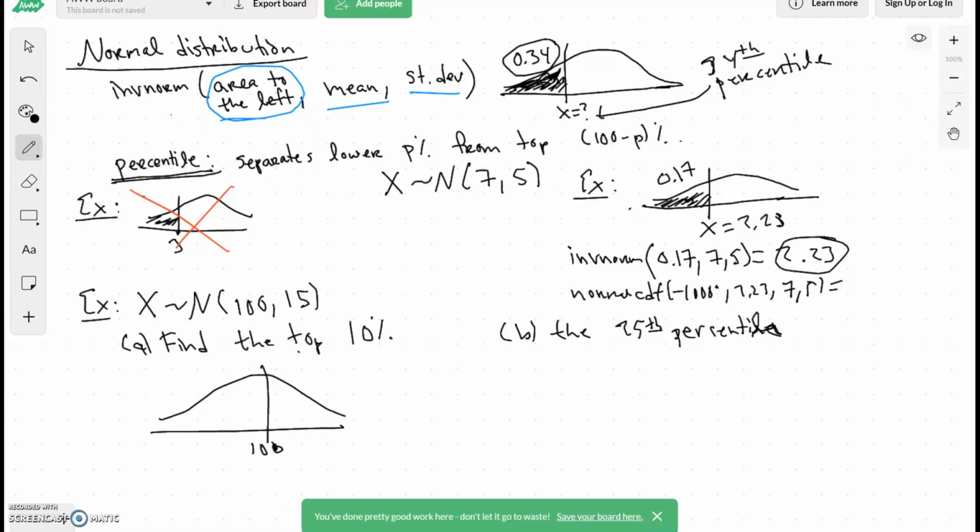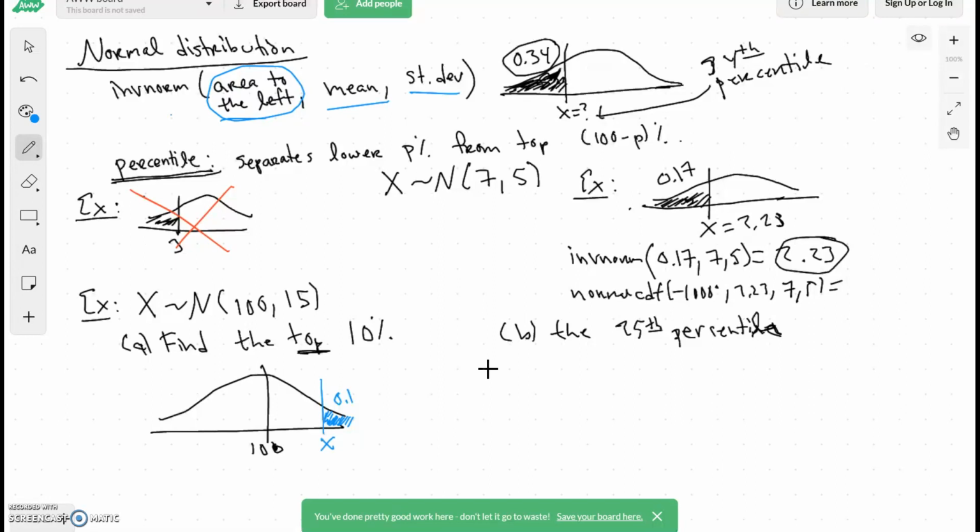Right now, we're looking for the top 10%. So that means the very top should be 10% of the entire graph. Let's say 10% is about right here, because it's the top one. So this entire area is 0.1. It's not 10, it's 0.1, because that's just putting it as a decimal. What we're looking for is the number X that's associated with the top 10%.